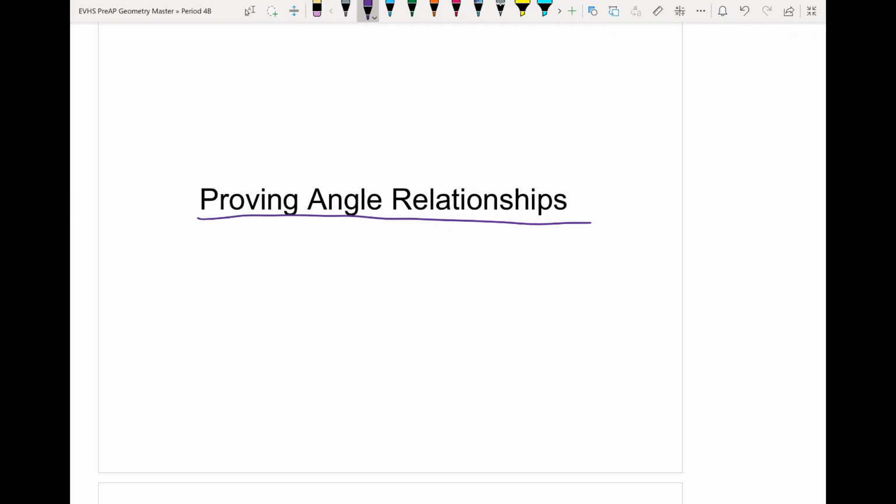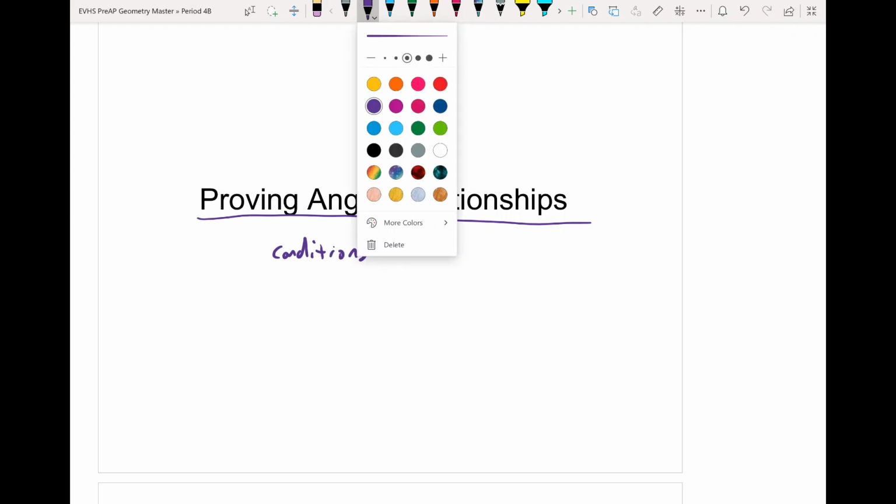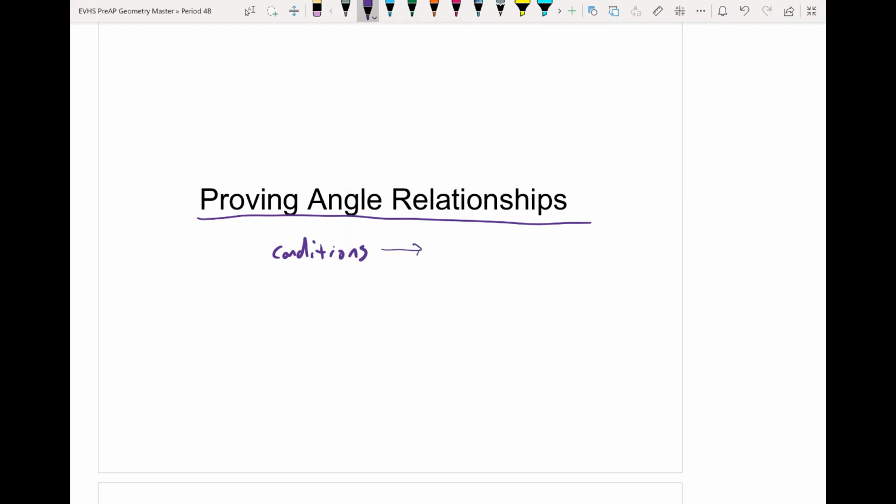As we go through here, it's going to be very important for you to actually spend some time looking through and, yes, memorizing all the different theorems. You need to make sure you understand what the conditions are for each proof, as well as what the conclusion is.